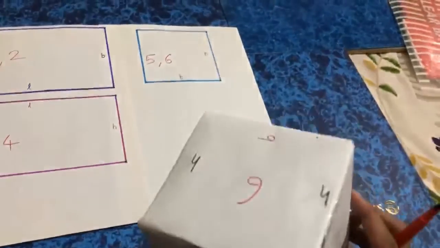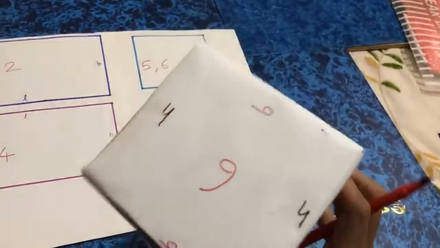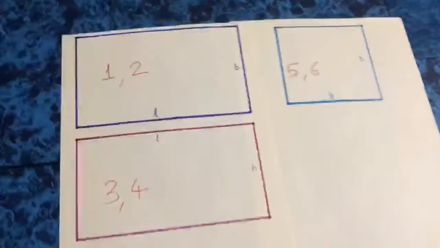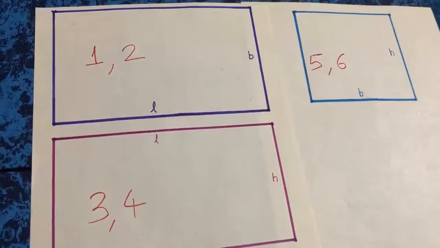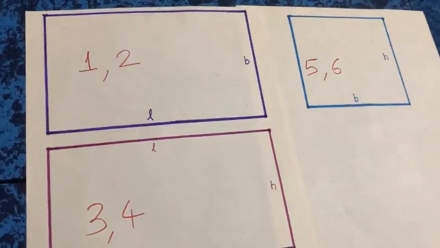Now students, I wanted to check: did we cover everything? 1, 2, 3, 4, 5 and 6. Okay, so everything is done. Fine. Now I want you to look carefully. So let us find the surface area now.